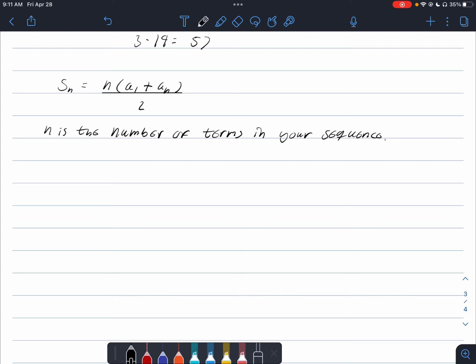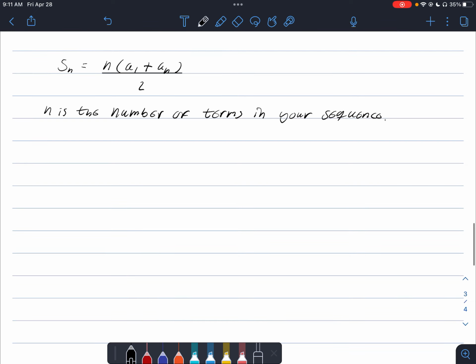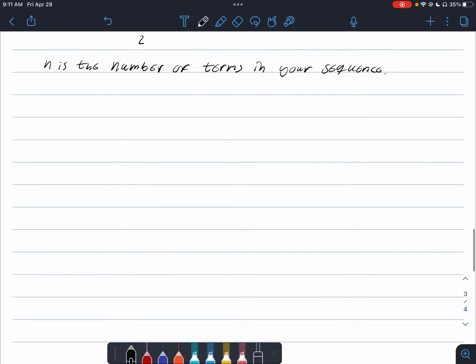Okay, and then a1 and an are going to be exactly like how we defined them previously. All right, so a1 is the first term, an is the nth term or the highest term or the last term in your sequence of numbers. Okay, so let's take a look at an example. The example we just did was very easy to put into a calculator. But let's say we have the sequence.